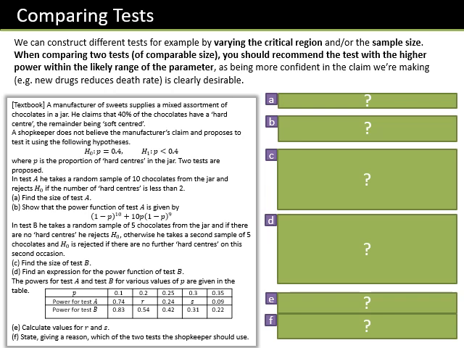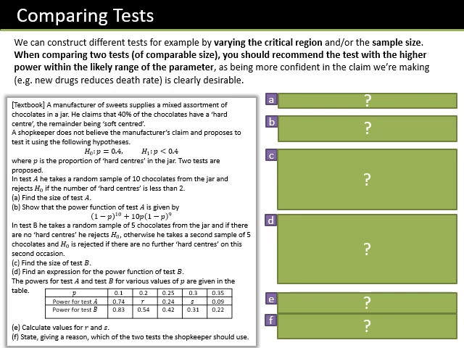So we're going to do some work here. It's slightly different, this, in that there is a manufacturer who is providing sweets to a shopkeeper. They say 40% of the sweets have hard centres. The shopkeeper thinks that they're wrong. He sets up an H0 and an H1. P is less than 0.4 is his hypothesis there, so it's going to be a one-tailed test.